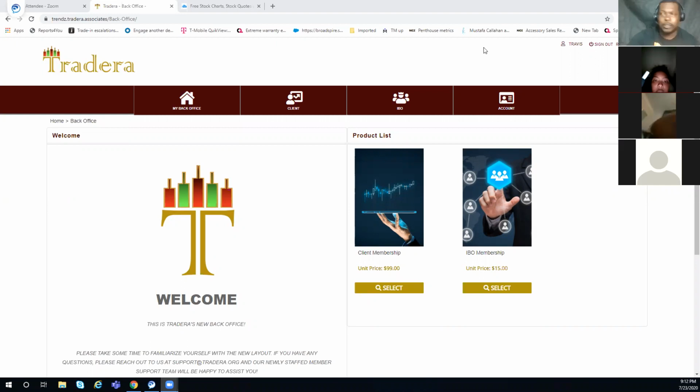So if you're seeing this for the first time, whenever you get here, it's Tradera.associates. Okay, that's going to be the right URL. It's going to ask you to sign in. Once you go to sign in, you're actually going to do your forgotten password, right? You're going to do your forgotten password immediately. So basically, you can, again, re-register and things like that.